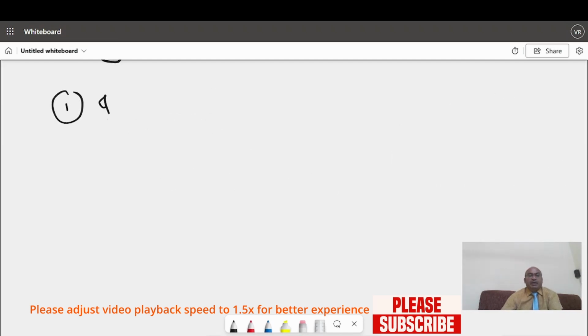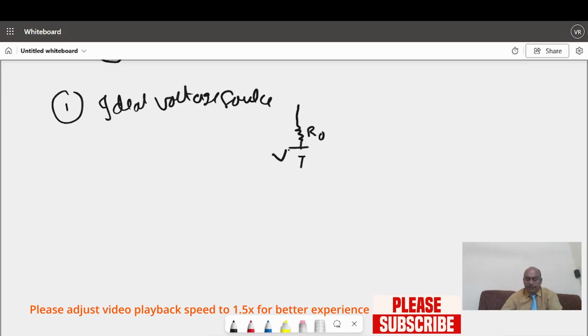The first one is the ideal voltage source, meaning the internal resistance is 0. The internal resistance of the battery is 0. That indicates this is the battery, this is 0, this is voltage. So this is called the ideal voltage source. In this case, if we connect it to any resistance R, the voltage across R is equal to V. This is called the ideal voltage source.